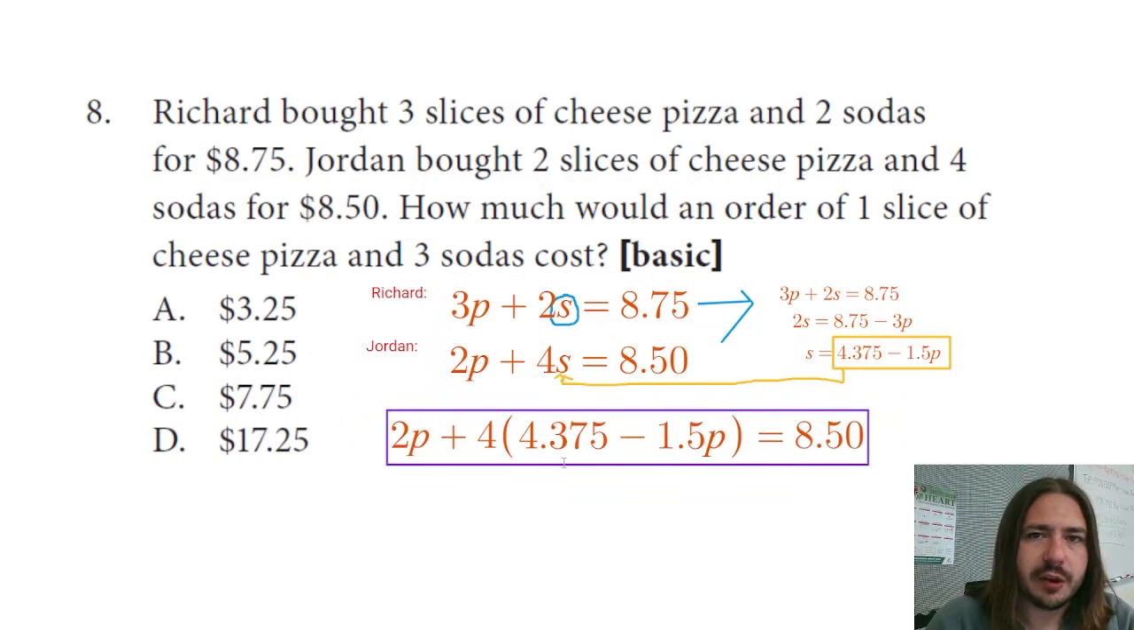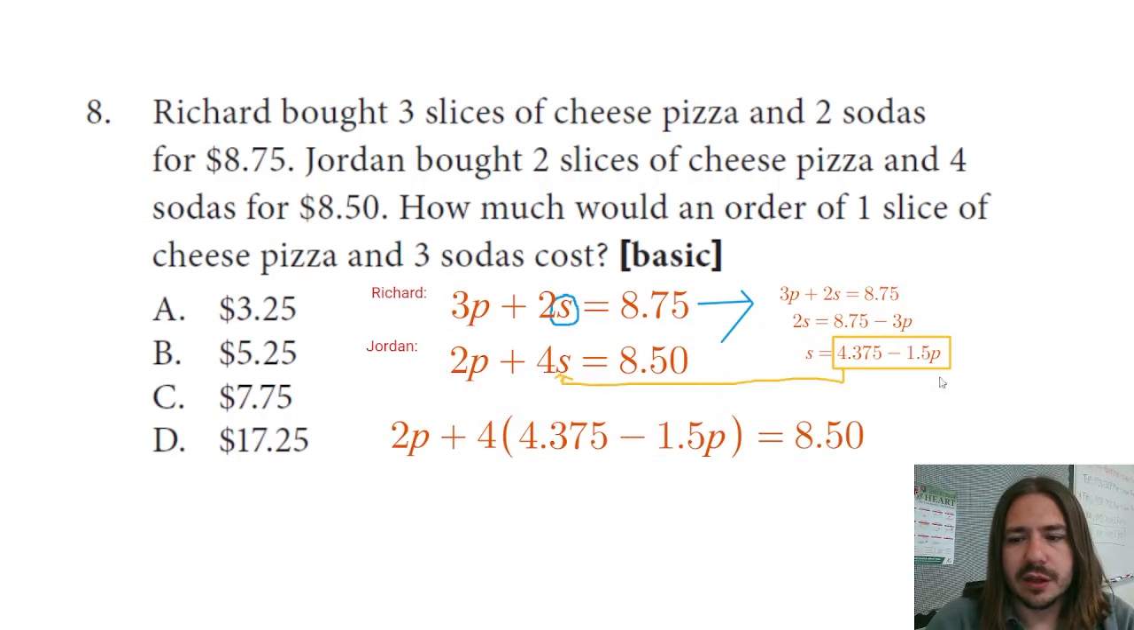And then once we figure out the cost per pizza, we could plug that in here and figure out the cost for the soda. Okay, you could actually use any of these equations that we had over here, but this one in particular has the s already isolated, so then we would just have to type this into the calculator. This is going to be definitely preferable.